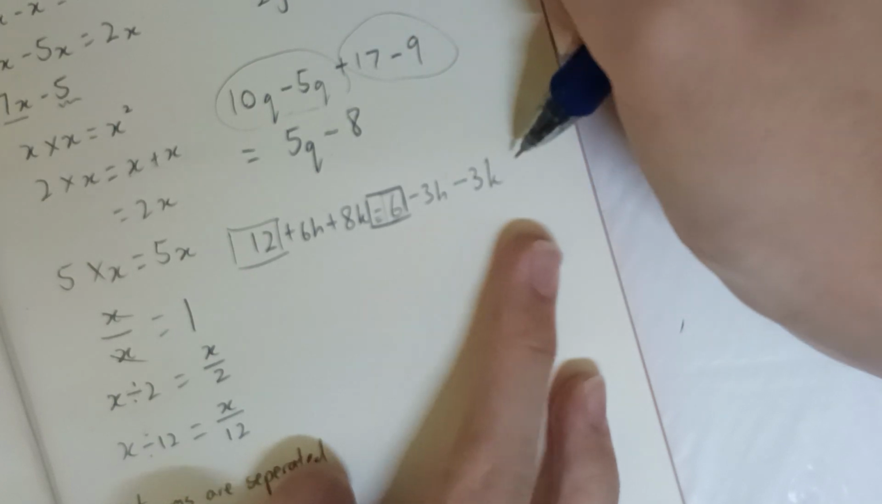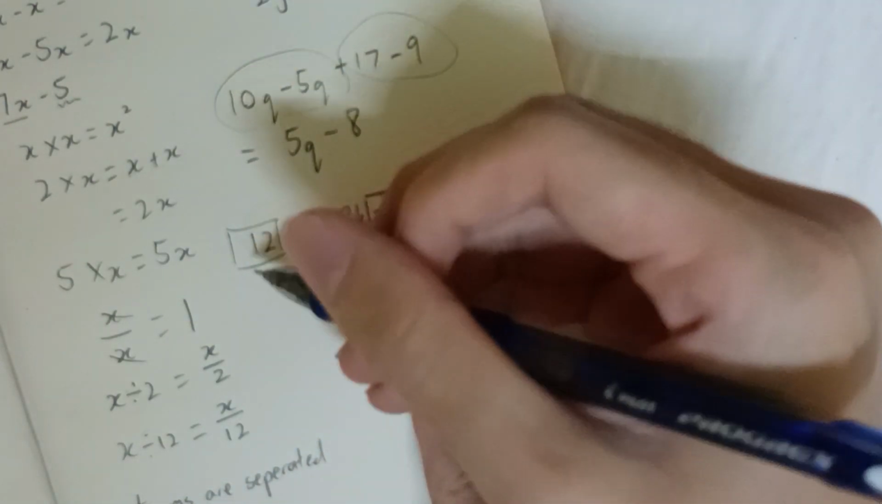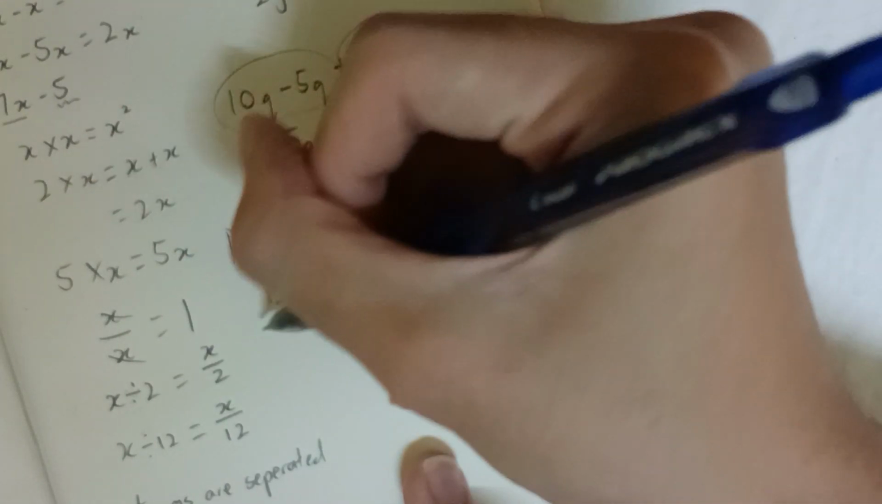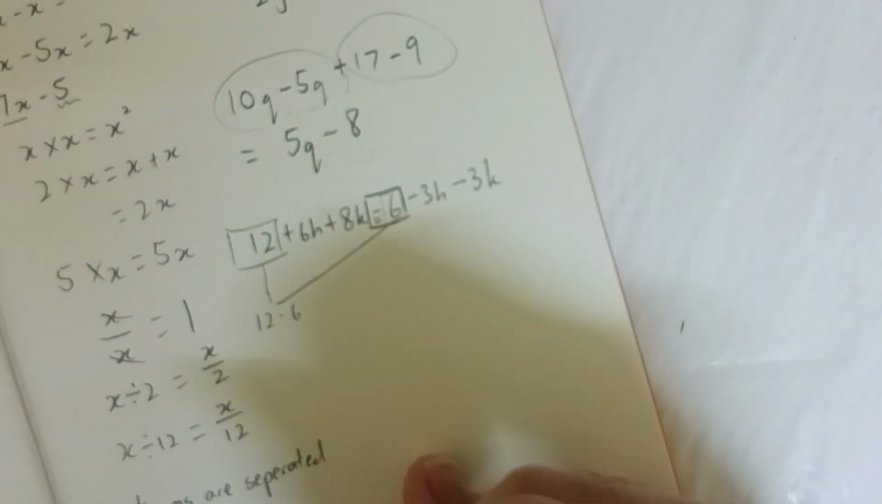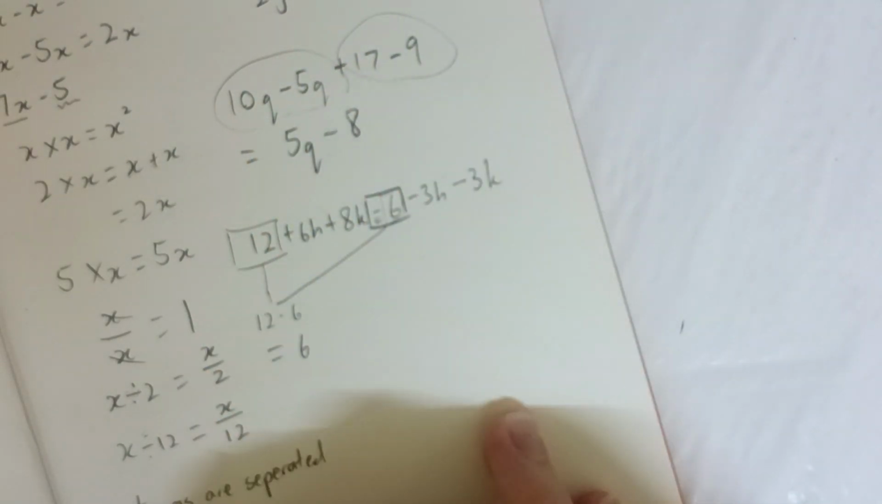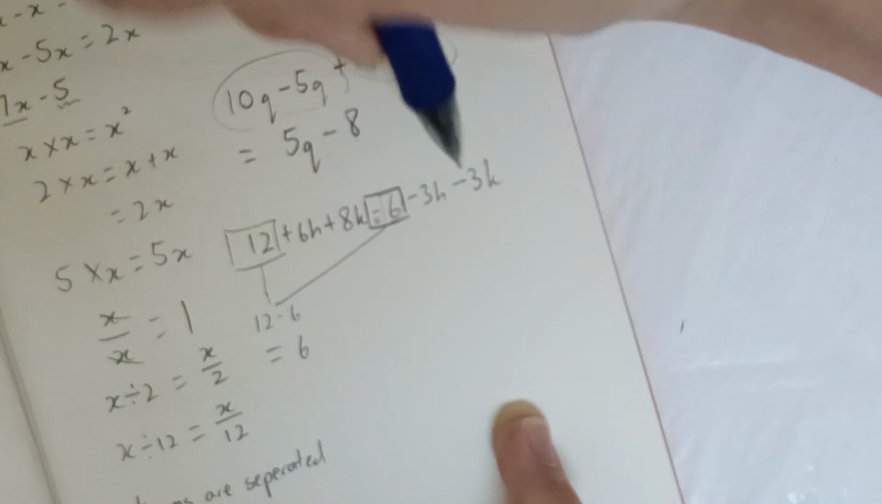Check if there's any other constants. There are no other constants. So here, you would put these two together, and this is actually 12 minus 6. 12 minus 6, what do you get? You get 6.